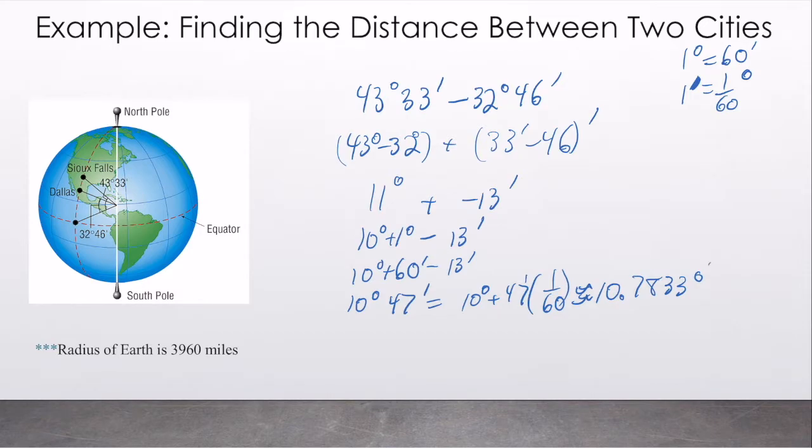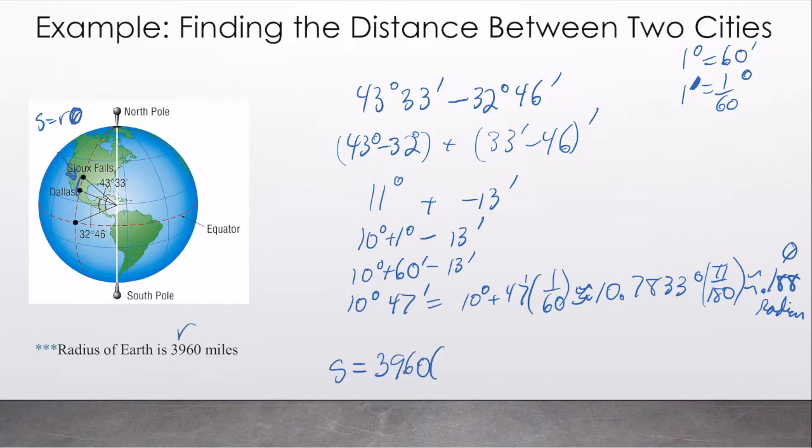If I multiply this by pi over 180, that's how I convert to radians, that's going to give me about 0.188 radians. This is my theta, this is my r. We're trying to find the arc length here, which is s equals r theta. So I have s equals 3,960 times 0.188. Remember, that's in miles. So my arc length becomes about 744 miles. So the distance between those two cities is 744 miles.